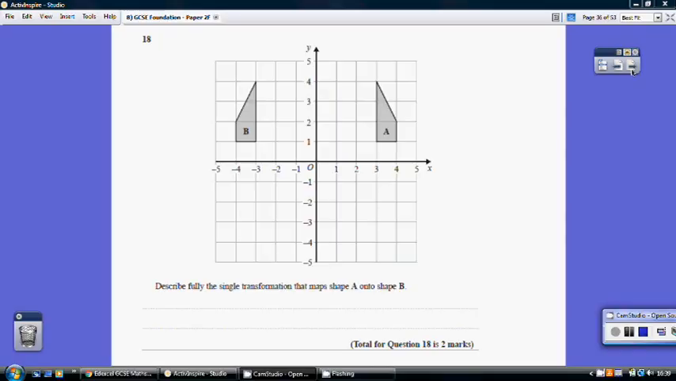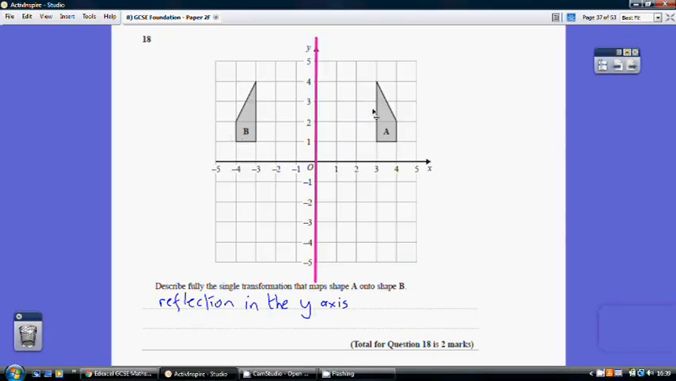Question 18. So this is a reflection in the y-axis.